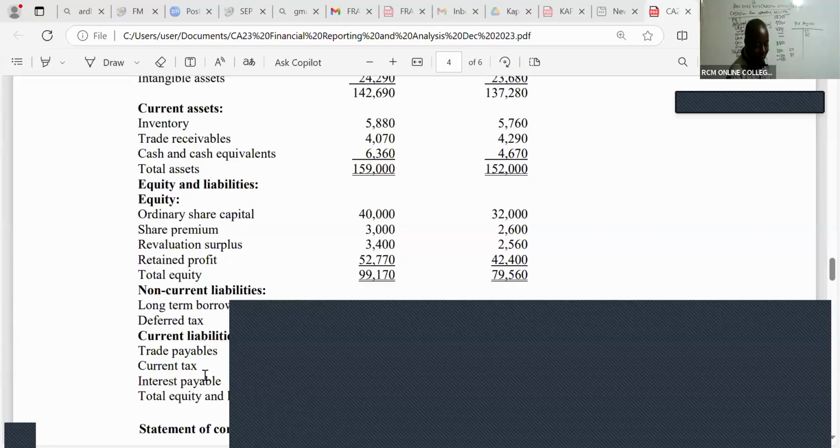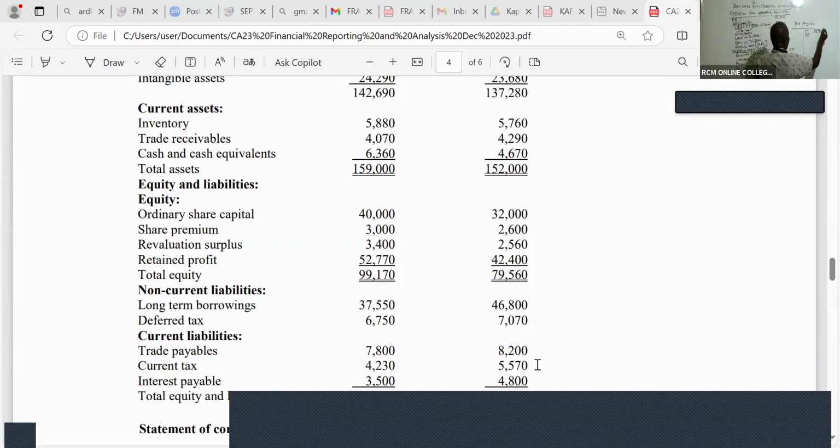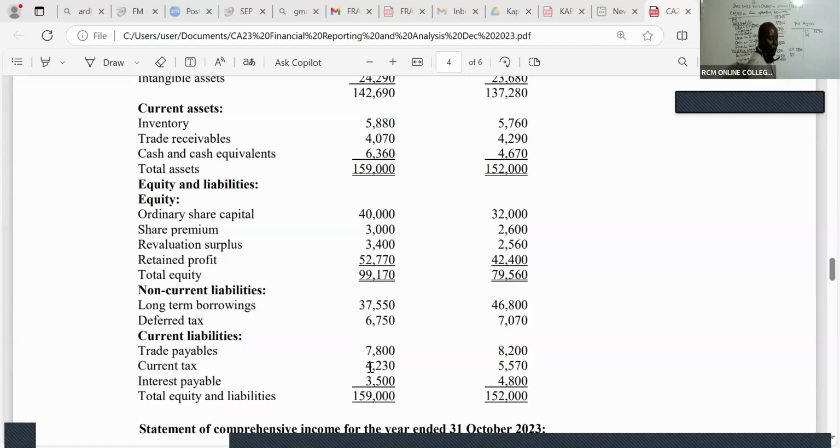Is there somebody who is able to see the current tax here? Yes, the current tax for 2022 was 5570. Current tax carried down for the other year is 4230. Then we have deferred tax 2022, which is 7070, and deferred tax 2023, which is 6750.